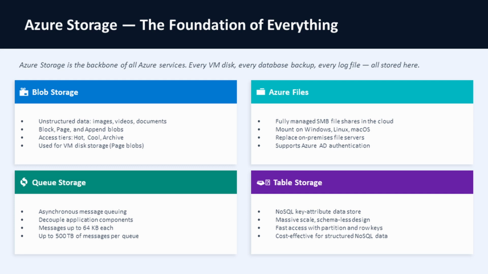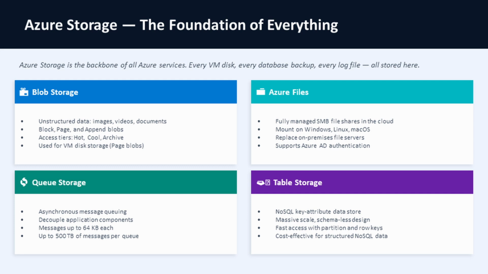The second type is Azure Files. This is a fully managed file share service in the cloud that uses the SMB protocol, the same protocol Windows uses for its network file shares. You can mount an Azure file share on Windows, Linux, or Mac OS as if it were a local drive. This makes Azure Files an excellent replacement for traditional on-premises file servers, and it supports Azure Active Directory authentication for access control.